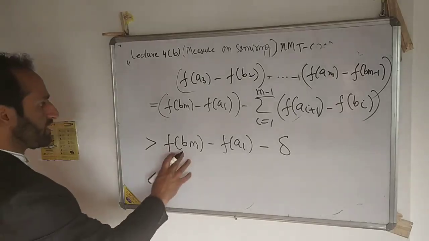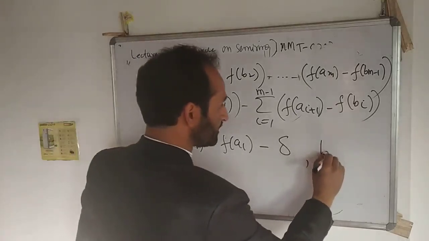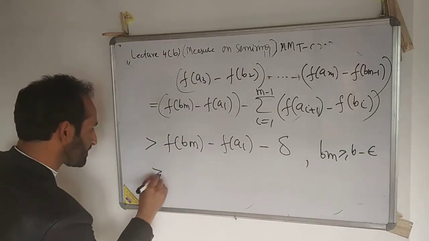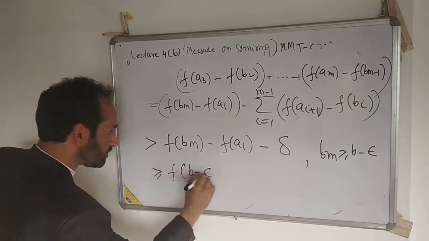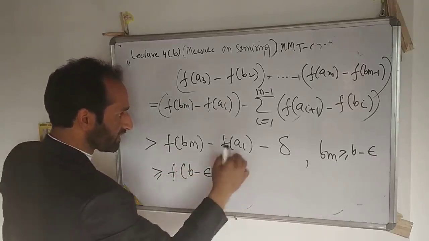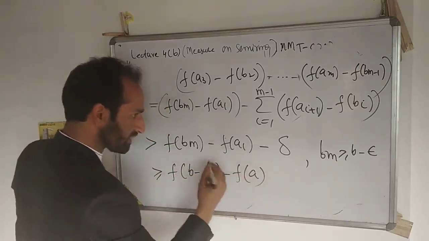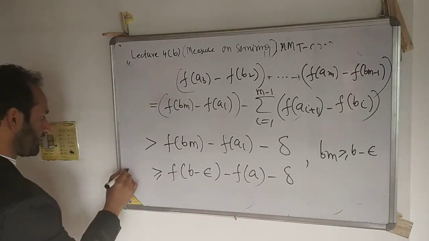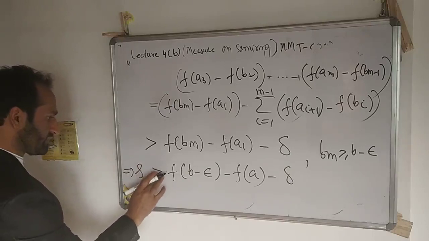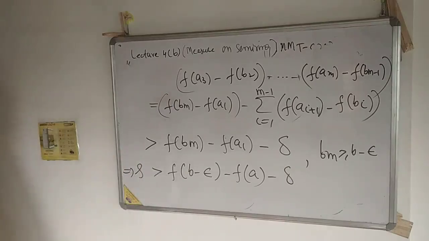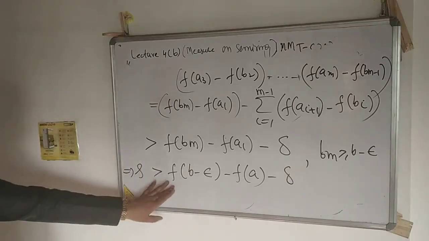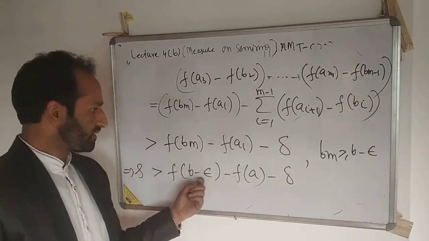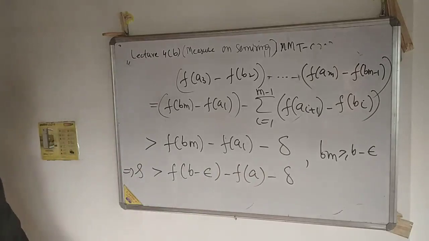But what's this bm? bm is greater or equal to b minus epsilon, so it's greater or equal to f of b minus epsilon minus f of a1, which is the same as a. Already it is an assumption. Now this is your S. S is greater than this. Now since delta is any positive number, and epsilon is any positive number, we can let epsilon approach 0 and delta approach 0.